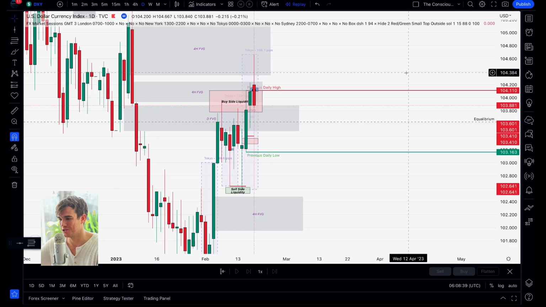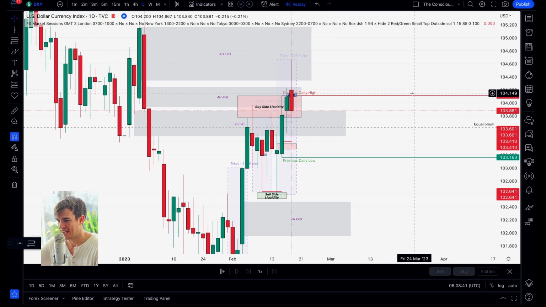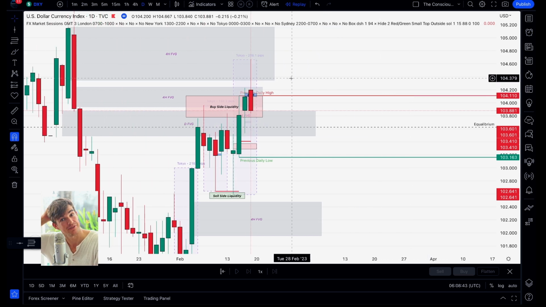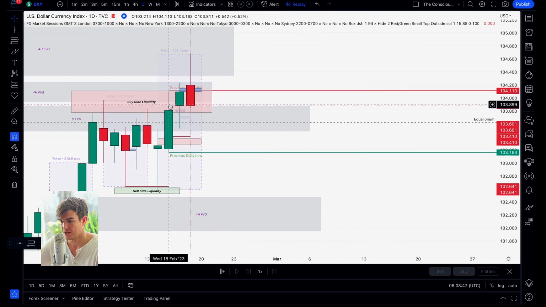So let's jump onto the trade. And what we're going to do is, like everything, we're going to start with the daily high and daily low. So this green candle here was Thursday, which we traded again long.